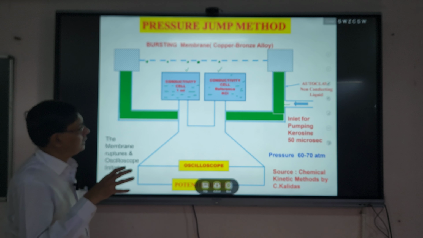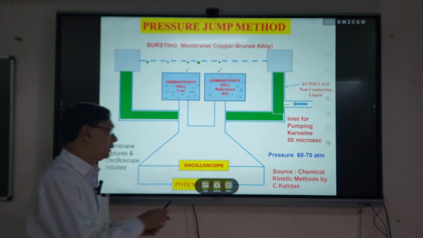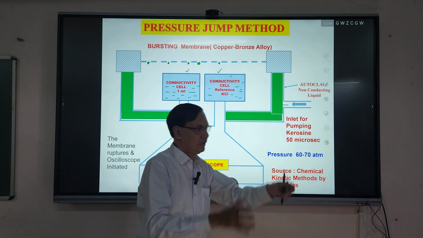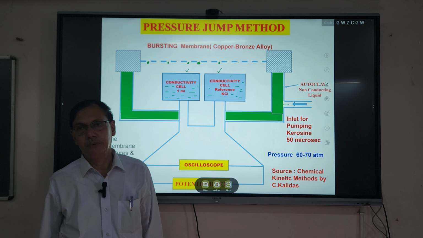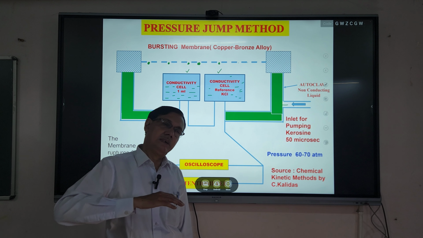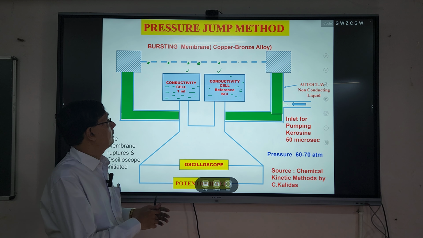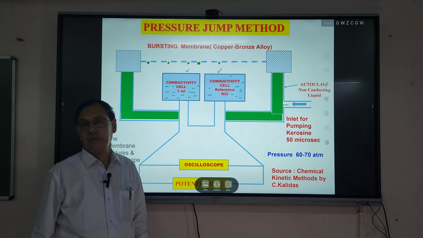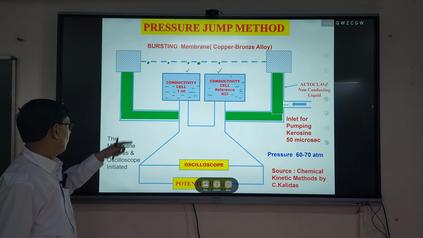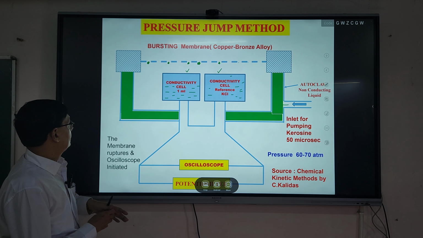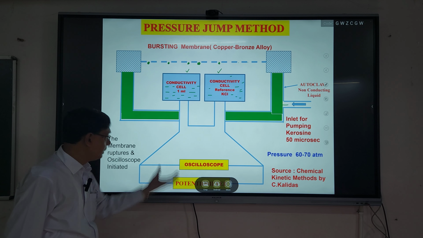Now, as soon as we increase the pressure from 1 atmosphere to 60 to 70 atmosphere, there must be some barometer and other things. So there is a perturbation. How do we know that the pressure increases? This membrane bursts. This indicates that the pressure is increased. As soon as this membrane bursts or ruptures, the oscilloscope is initiated automatically.